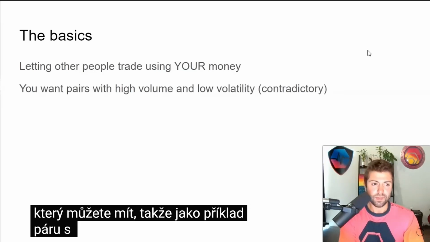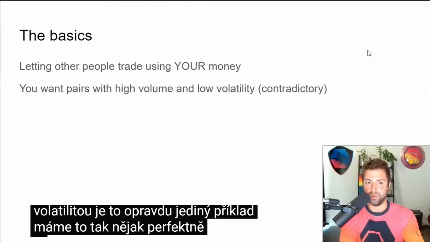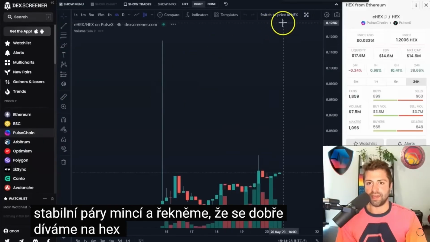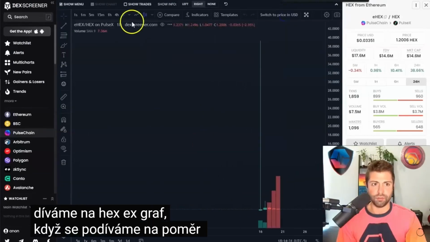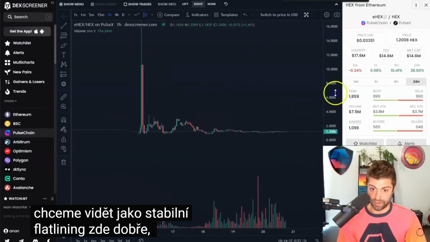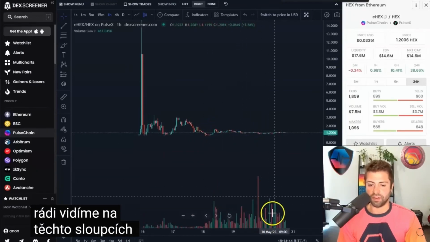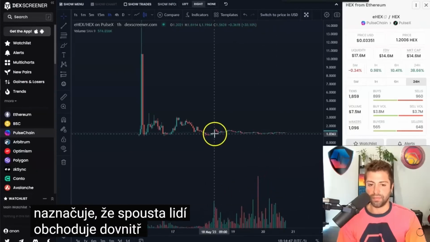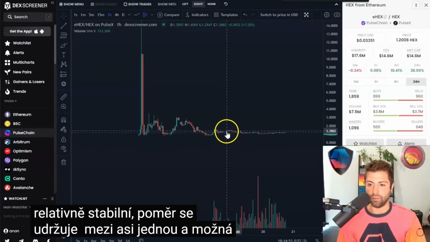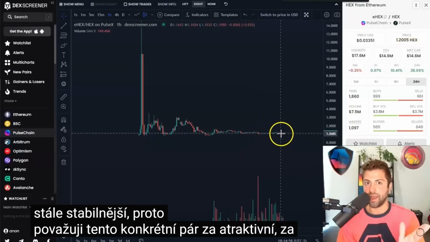So as an example of a pair with high volume and low volatility, really the only example we have that is kind of a perfect match with these two qualities are stablecoin pairs. And let's say we're looking at the HEX-EHEX chart. When we look at the ratio between these two coins, we want to see kind of stable flatlining here, okay? The EHEX-HEX chart is a pretty good example of what we like to see. Lots of volume. Look at these volume bars on the bottom. That indicates that lots of people are trading in and out, but the price is relatively stable. The ratio is maintaining between about 1 and maybe 1.3. So that looks pretty good, and it's only getting more stable. That's why I find this particular pair attractive. We're going to get into that in a minute.